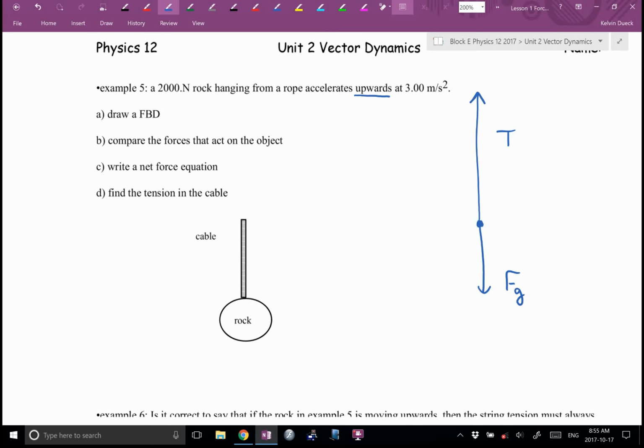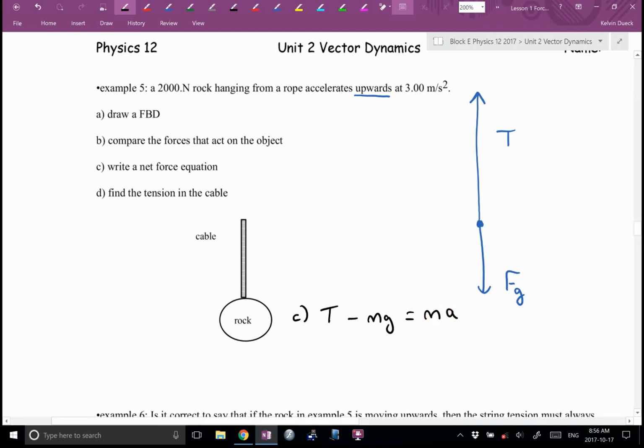So A says, draw a free body diagram. Done. B says, compare the forces. We actually did that in our free body diagram. Who's winning? Okay. C says, write a net force equation. So if I was writing a net force equation, it would look like this. Tension minus winner minus loser. Tension minus mg. mg is the force of gravity. It's the weight. I plugged that in for Fg. Tension minus mg, winner minus loser, equals net force. But what did I say F net was as an equation? F equals ma.